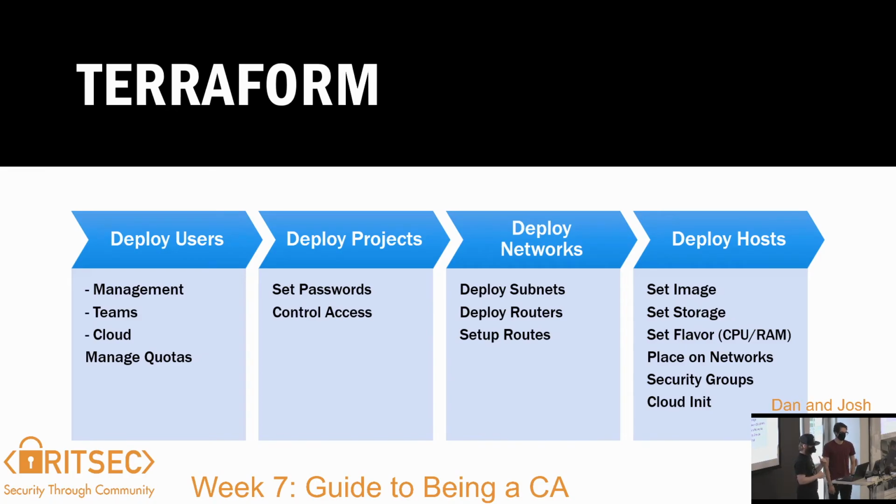Like I mentioned earlier on stuff we're doing with OpenStack, we're deploying competition users, the projects, the networks, and the hosts. So what does this mean? We have the users. We need to deploy the competition users. The teams need to be able to access the infrastructure. So using Terraform, we're going to automate the deployment of those users to the cloud.